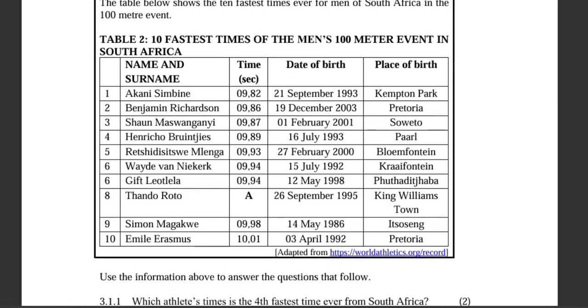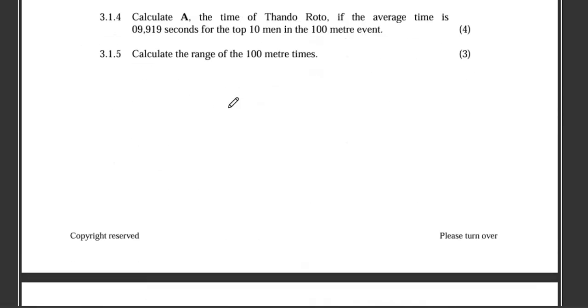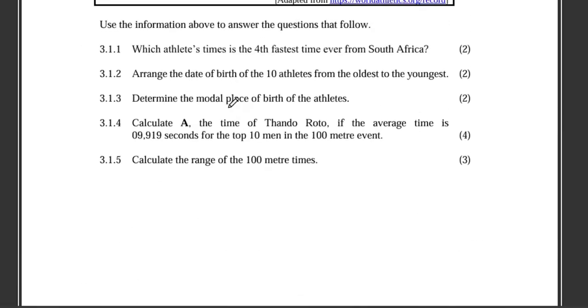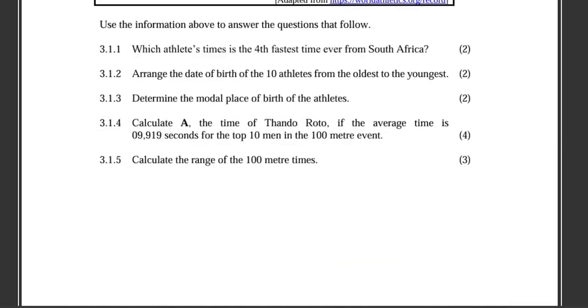Question number 3. Which athlete's time is the 4th fastest time ever in South Africa? So we come here. 4th. Which athlete? We are taking this guy here. So that is the number there. That's the person there. Starts with H. Enrico.